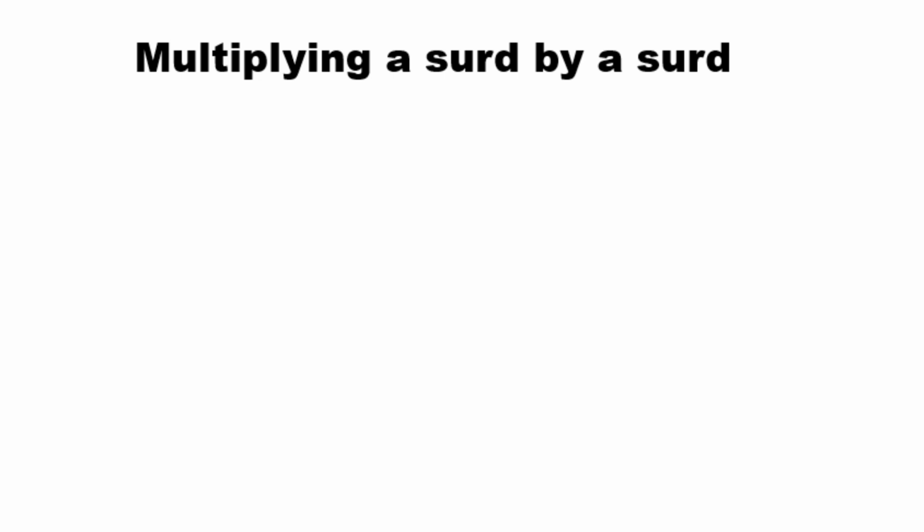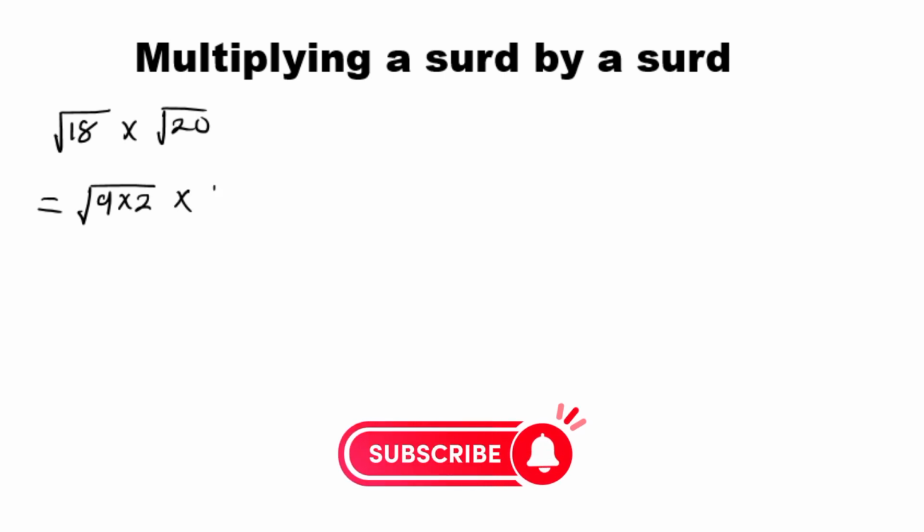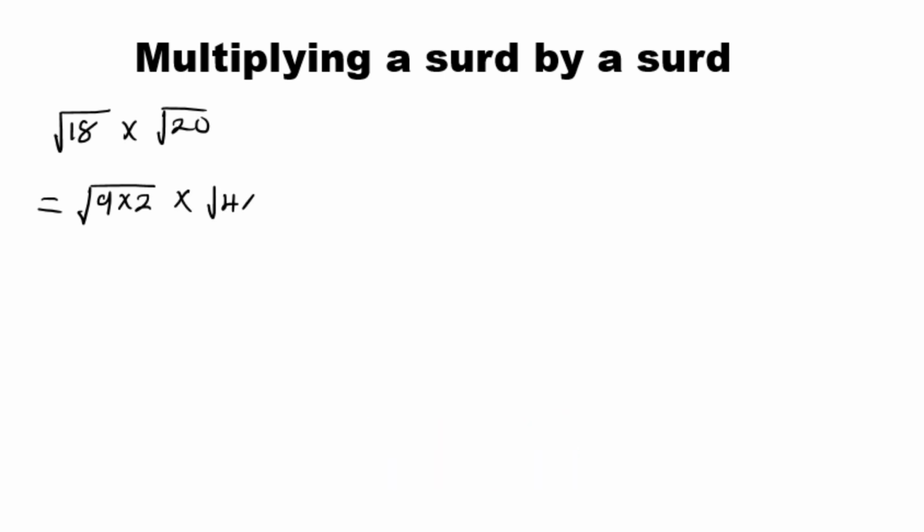We have to simplify the square root of 18 times the square root of 20. Okay, so first of all, we have to express this surd in its simplest form. So the square root of 18 can be written as the square root of 9 times 2, and that of 20 can also be written as the square root of 4 times 5.